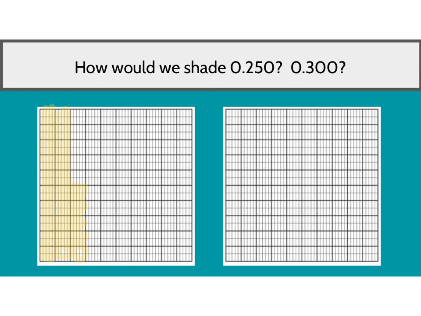As we move to this example here, we have 0 and 300 thousandths. So again, we have a 3 in the tenths place. So we'll shade 3 of those. And we're going to pretend that that's nice and pretty. And we have 0 and 300 thousandths. We're done. We don't have anything in those last 2 places. So there's nothing else to shade in.